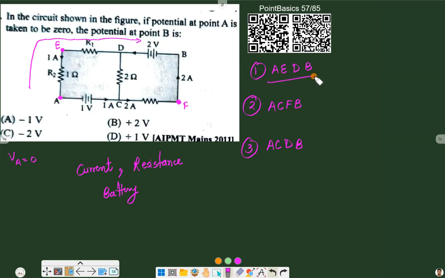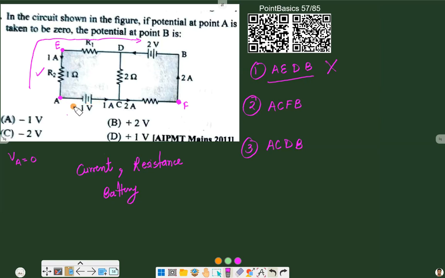Suppose first path AEDB. So going from A to E to D to B, first we encounter a resistance R2 whose value is 1 ohm, and there is a current, downward current, 1 ampere. So we know value of current through R2. So for this resistance R2, everything is okay. We can use this one. Now moving to R1, we don't know value of R1. And nowhere in the statement is it mentioned what the value of R1 is. So we cannot use this path because a detail is missing here.